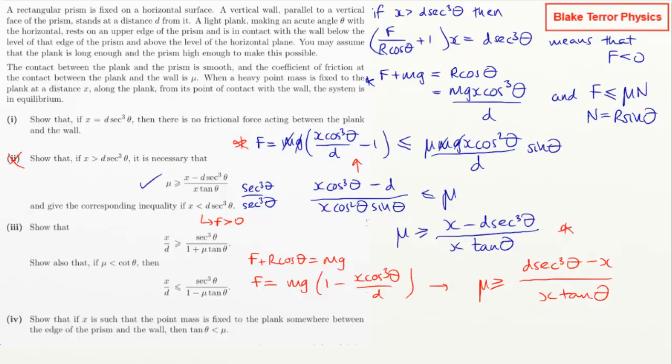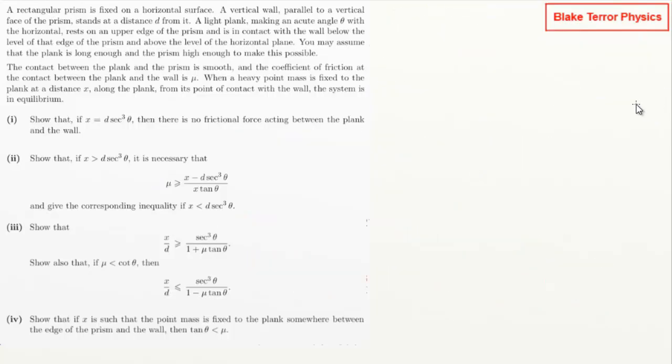Okay, so that's good. Part 2 done. Part 3: show that x over d is greater than or equal to sec cubed theta divided by 1 plus mu tan theta. Right, the thing is now I've got these two different possibilities for x, haven't I? We've got the things that are changing, whether I'm going above or below d sec cubed theta. So let's look at each one of those in turn, and see what we're getting for this.